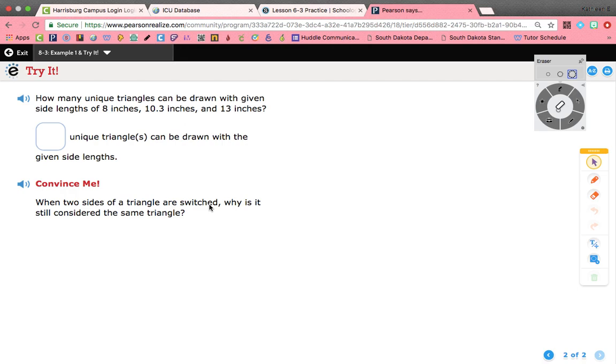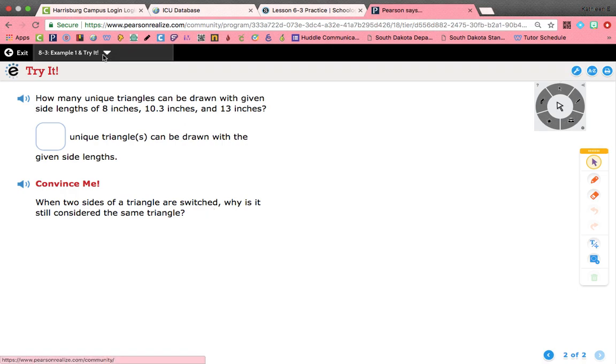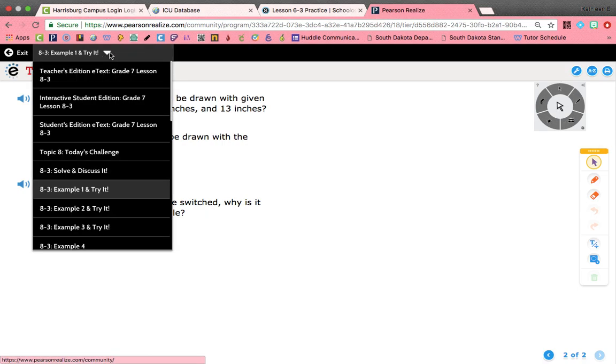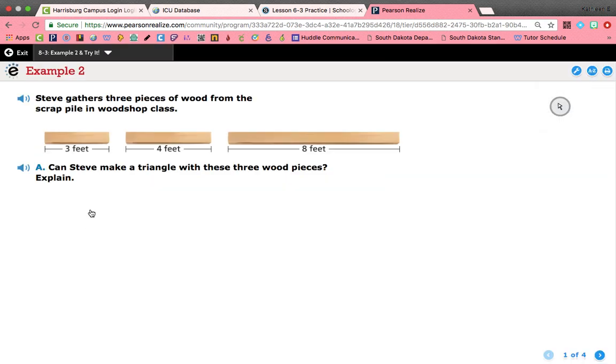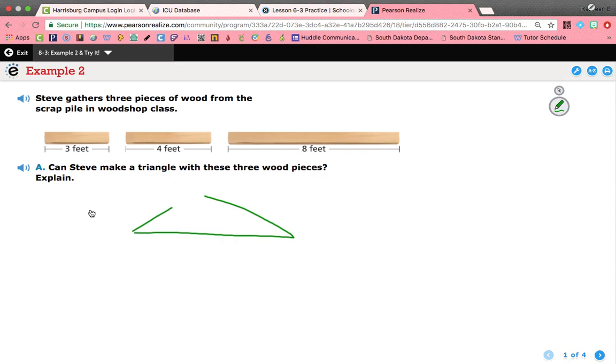All right, so let's move on here to our example 2. Example 2 says, Steve gathers 3 pieces of wood from the scrap pile in woodshop class. Can Steve make a triangle with these 3 wood pieces? All right, so if we had the 8 feet wood piece here, and then we had 4 feet, and then we would only have 3.